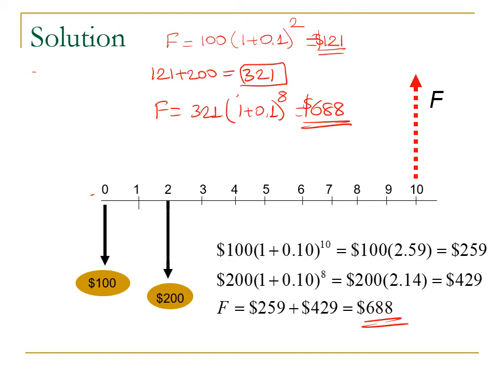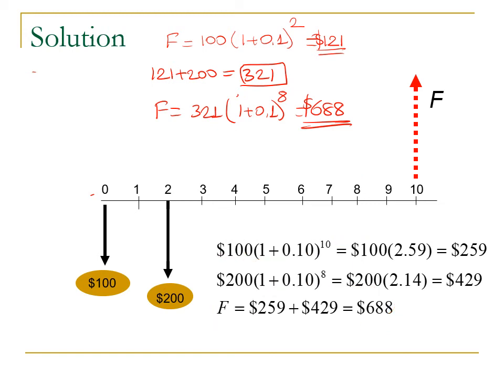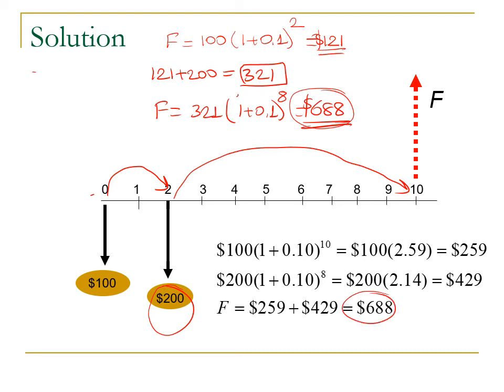Simply what we did in the first alternative, we separately moved these two deposits to year 10 and then added them up. And in the second alternative, we first moved this $100 to the second year, and then we added it with this additional $200, and then we moved this amount jointly to this future value at time 10, and both are correct calculations, and we obtained the same solution.